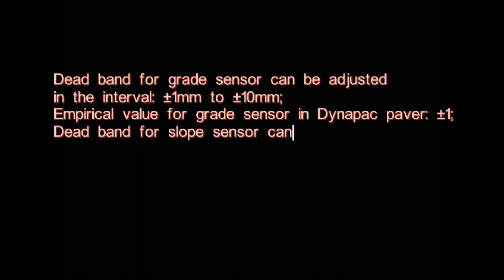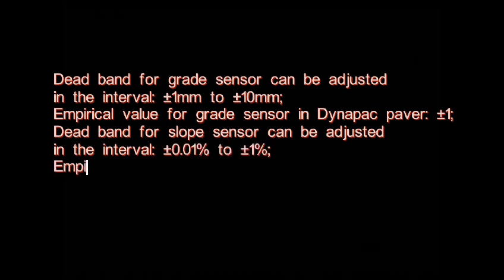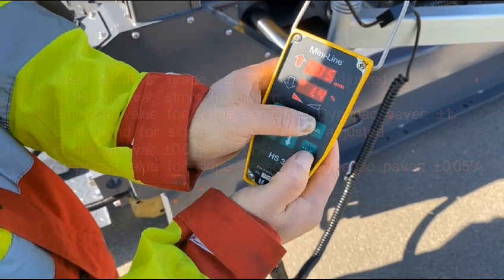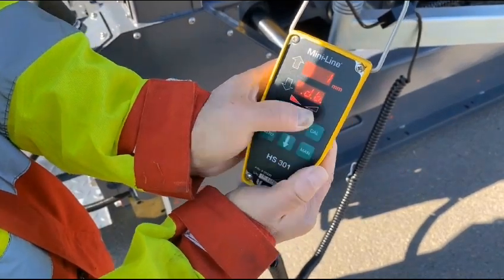Deadband for slope sensor can be adjusted in the interval plus or minus 0.01% to plus or minus 1%. Empirical value for slope sensor in Dynapack PEVA, plus or minus 0.05%.